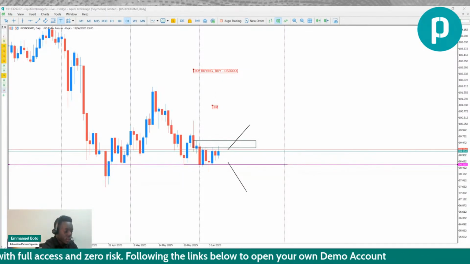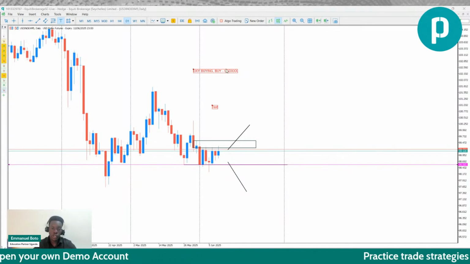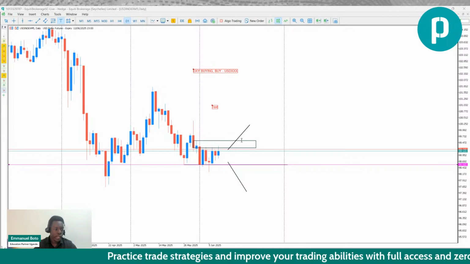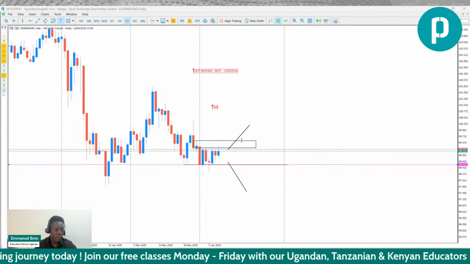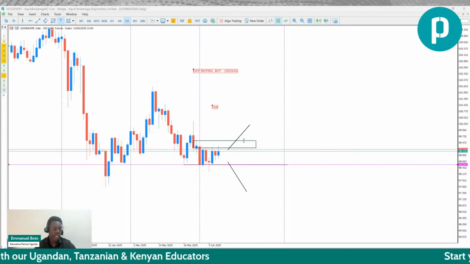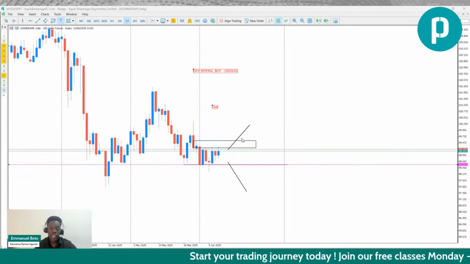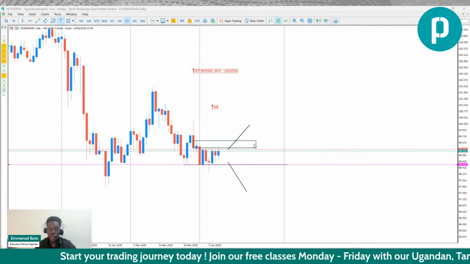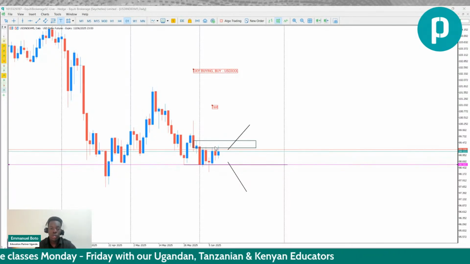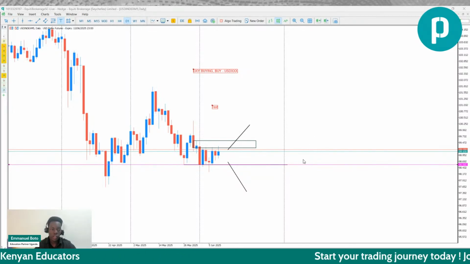Then when the DXY is selling, you want to sell those similar pairs, but there are pairs that look this way, XXX USD. These are the kind of pairs most of us trade, like EUR/USD and GBP/USD. When the DXY is selling, the dollar is weak, so you buy GBP/USD, EUR/USD, AUD/USD, NZD/USD. When the dollar is strong, you sell GBP/USD and EUR/USD.